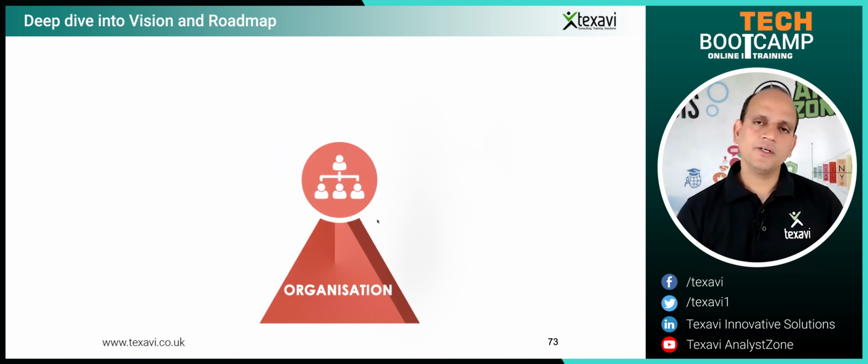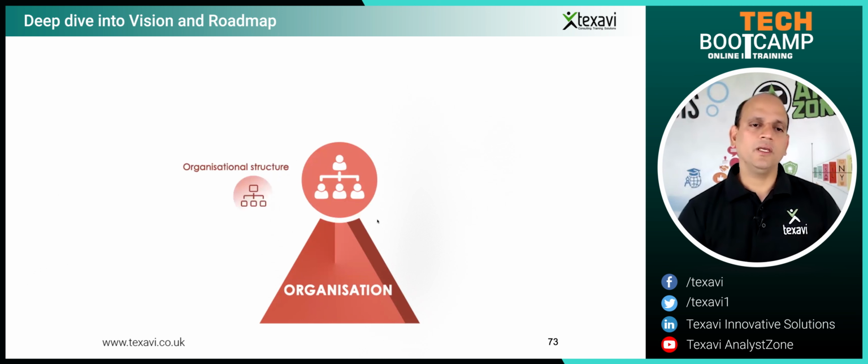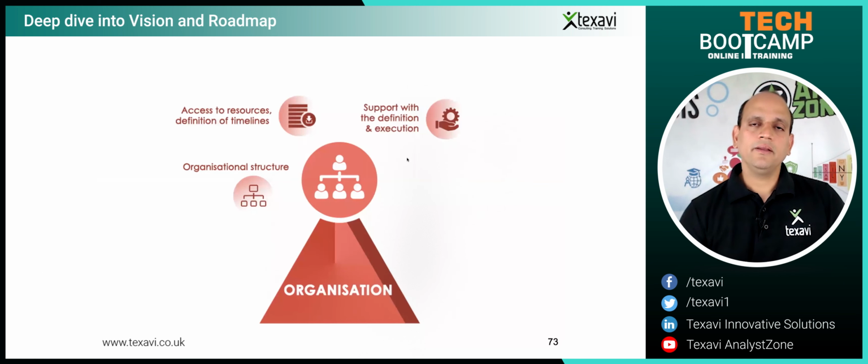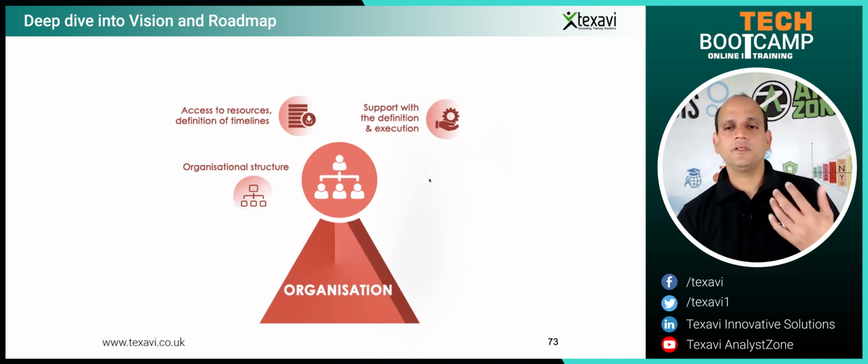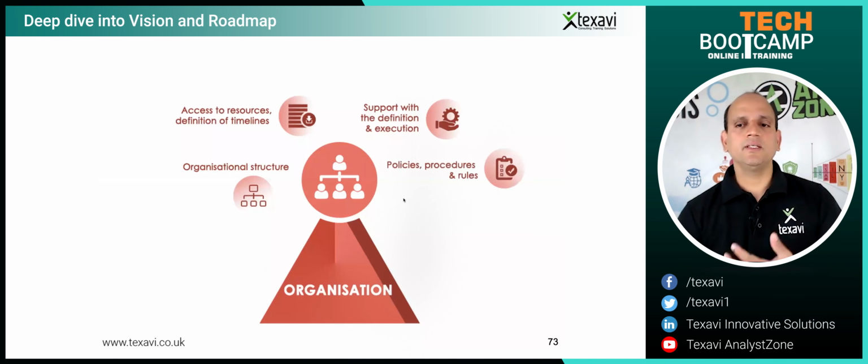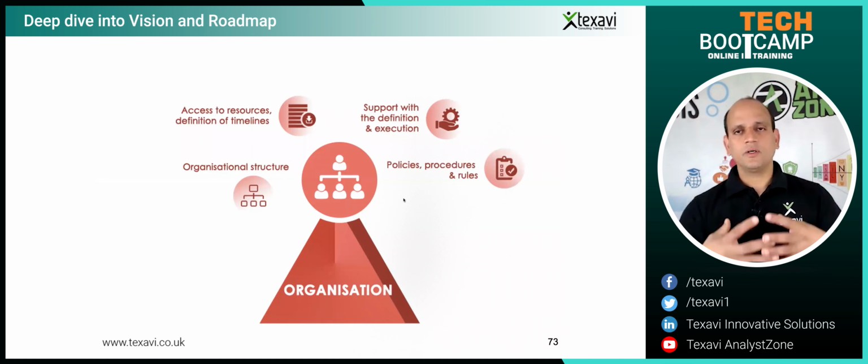Talking about organization, it's about the structure. Again, going back to the McKinsey one, we had a look at it already. Organization structure, resources, definition, timelines. And then is it multidisciplinary teams? Is it going to be policies? What about the policies, the procedures, the rules? What is going to be the setup?